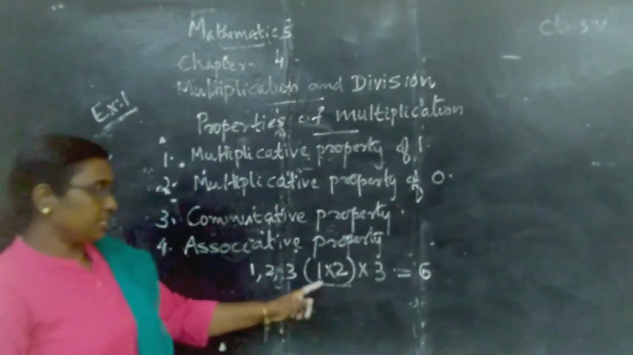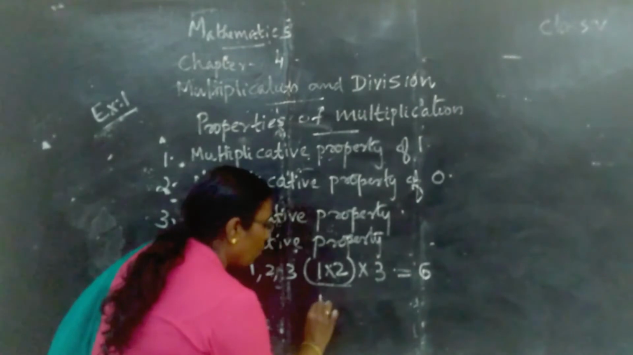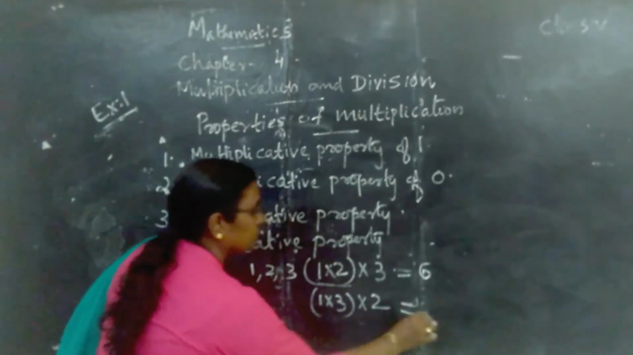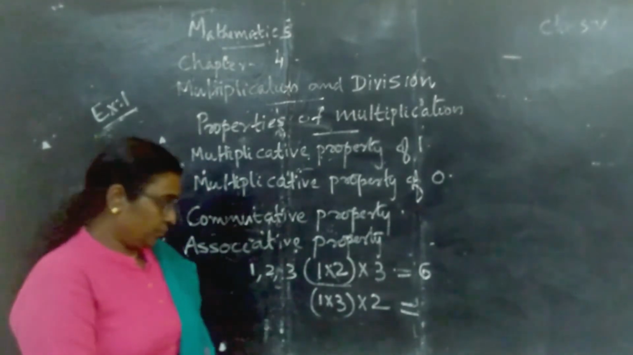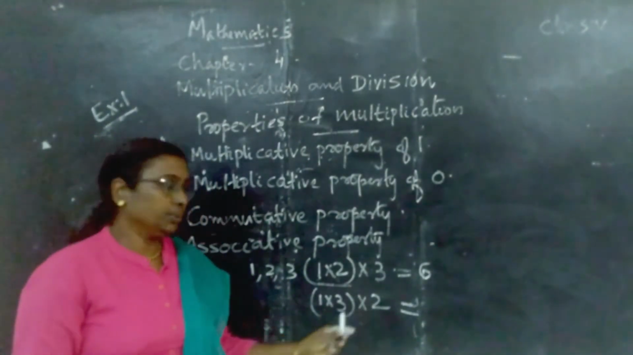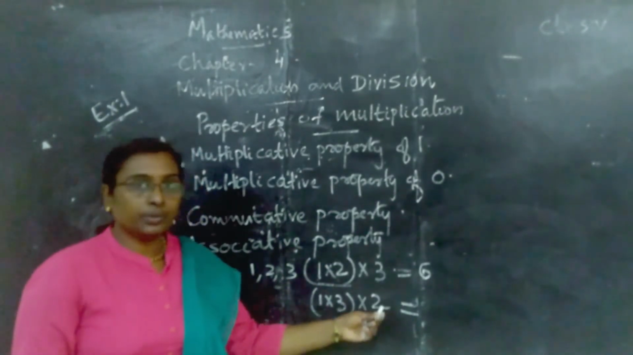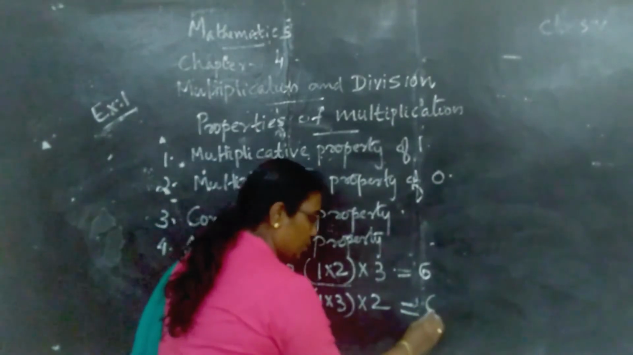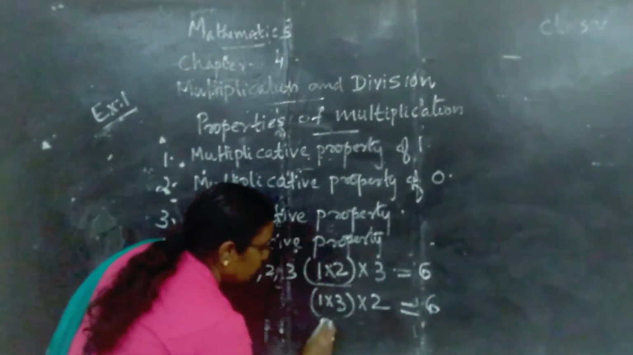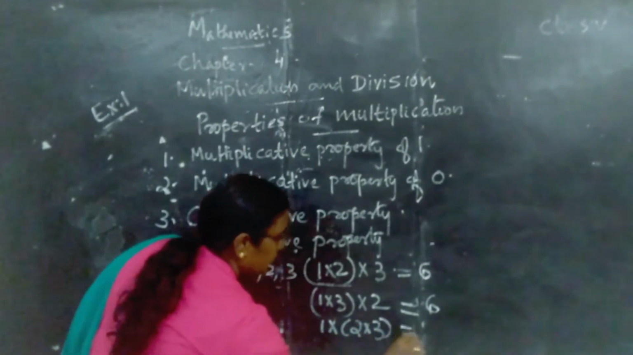Then I am going to change this order. That is 1 into 3 into 2. First multiply 1 into 3, then the answer with 2. 1 into 3 is 3. 3 into 2 is 6. That also is 6.